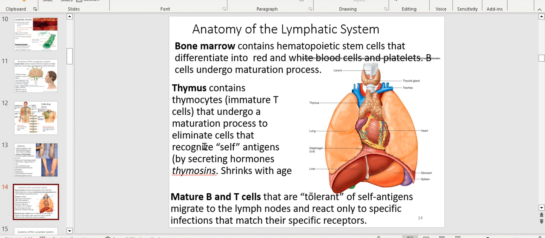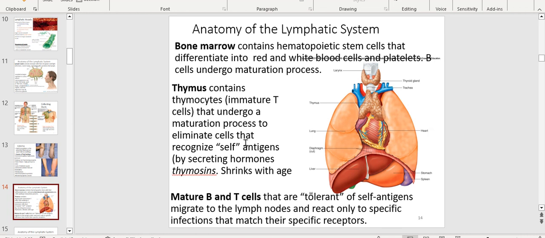The bone marrow, inside of the bones there, contains those hematopoietic stem cells, making stem cells that differentiate into red and white blood cells, as well as platelets. B cells undergo a maturation process. Welcome to the thymus, which contains thymocytes, immature T cells. T cells are the ones that are phagocytic. They chomp, they're going to go after bacteria and foreign cells. We'll get more into those as the presentation goes on.